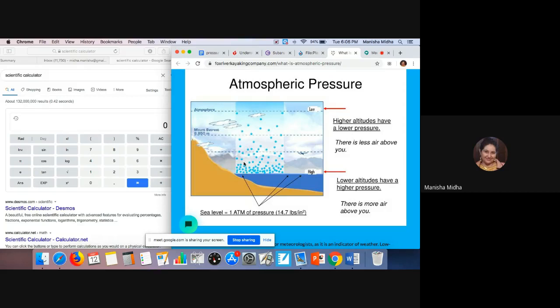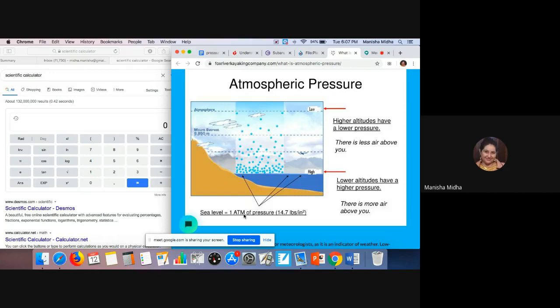So because of these number of particles, you feel the pressure, and that pressure is known as atmospheric pressure. As you go high, you feel low pressure. As you go towards the sea level, you feel a lot compressed or pressurized. Low altitudes, altitude means height, have higher pressures. So sea level is known as 1 atmosphere. This is the value 1. If you are at the sea level at the beach, you are feeling 1 atmospheric pressure.